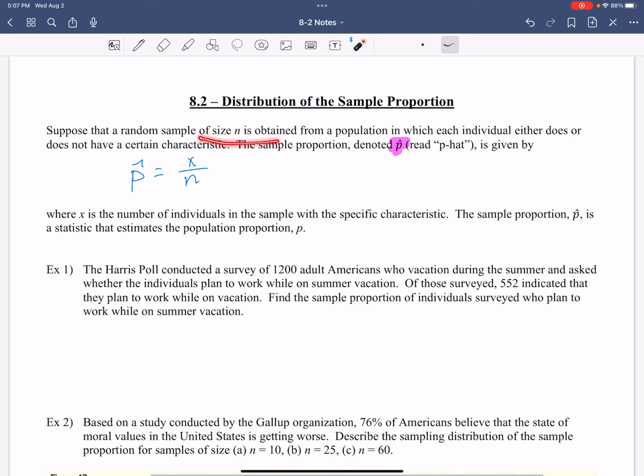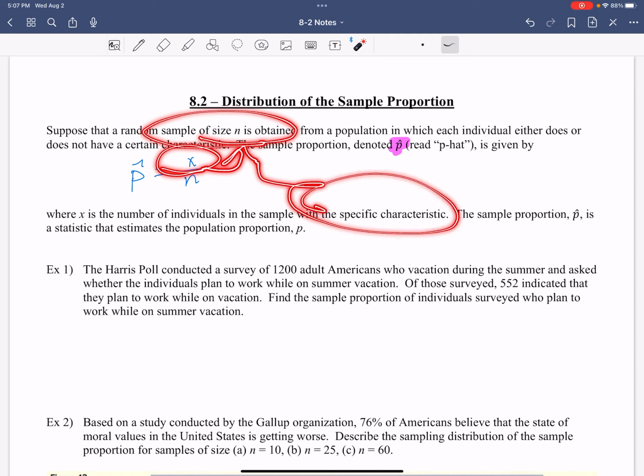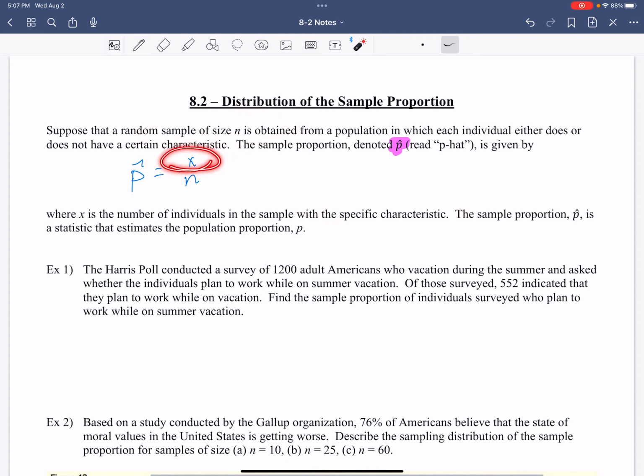We already learned that n is the sample size. x is, out of this sample, how many have this specific characteristic. That's your x, out of the total sample, those that have the characteristic you're looking for. That is my sample proportion, my p hat. So there are our variables.